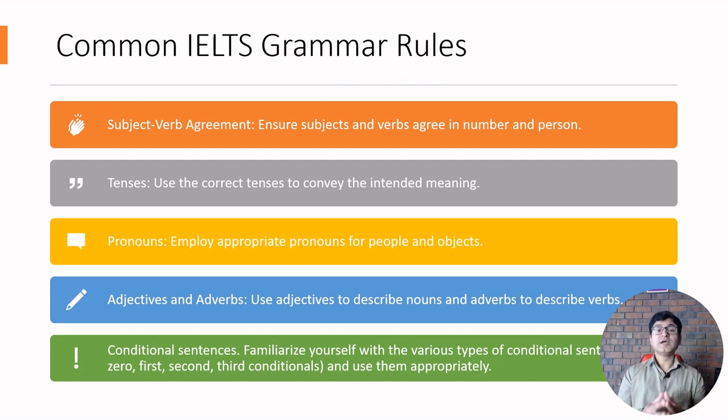For example, if I heat water to 100 degrees Celsius, it boils. So in the zero conditional, both of the sentences are in simple tense, but in the first conditional, one sentence will be simple and the other will be future simple. For example, if I study hard, I will pass the exam. So you can see that the first sentence is present simple, the second one is future simple.